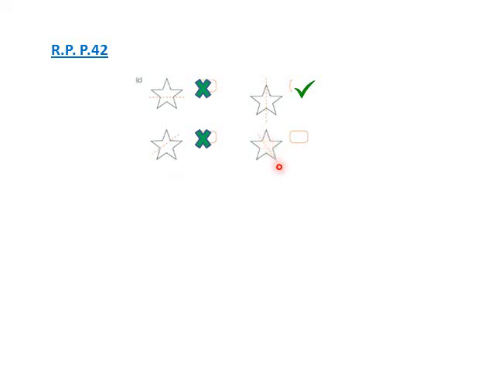The last star, I have here a line of symmetry. Look at this part and this part. Do they match exactly on top of each other? Oh yes, they do. So put a tick beside this picture.